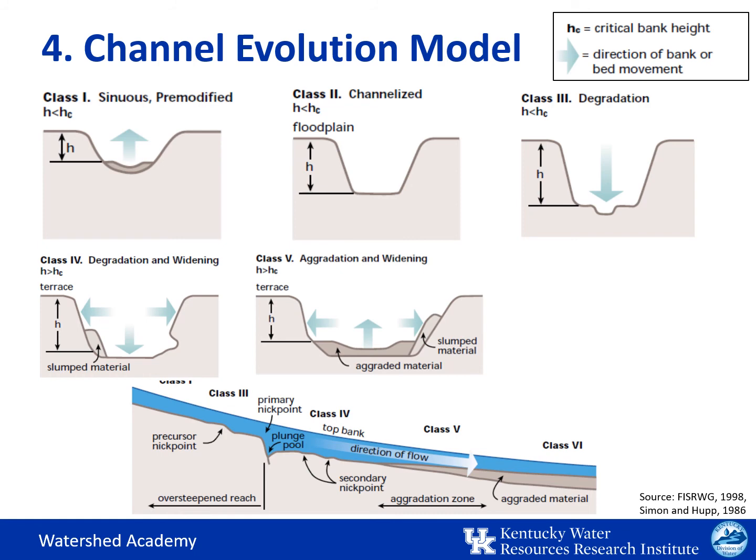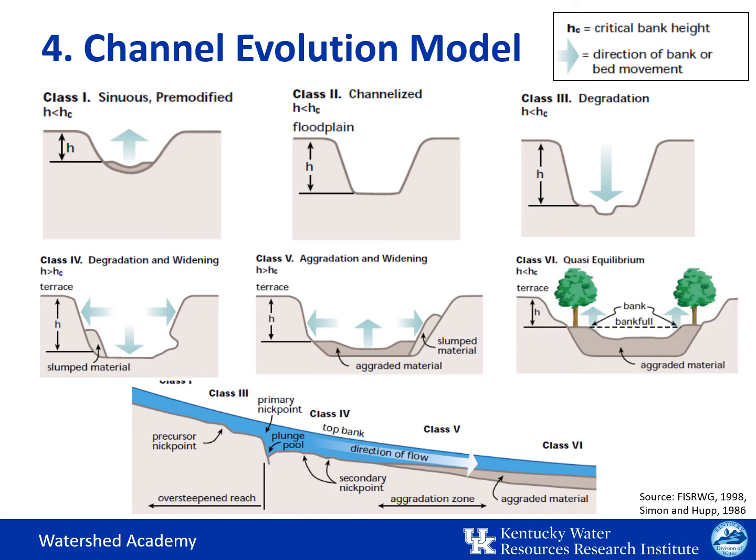Class 5 is aggradation. So sediment begins to accumulate in the bottom of the channel while widening is still occurring. Vegetation is tilted or falling in at this form. And then in class 6, the old floodplain becomes a terrace and vegetation begins to grow in the new floodplain. So a new, smaller, bankfull cross-sectional area is achieved with new stability.